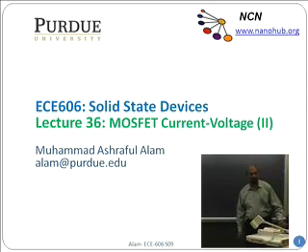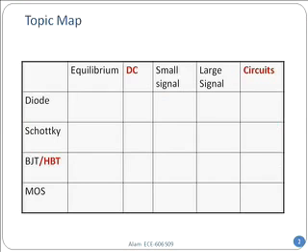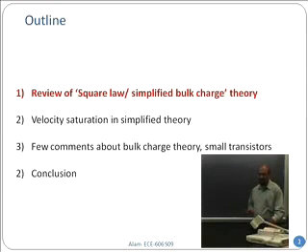Okay, so let's get started. Today we'll be talking about MOSFET current voltage characteristics and some advanced topics of it. This is lecture 36 of solid state devices. And today we'll be talking about the DC characteristics of MOSFET. As you realize, this is IV characteristics, or current voltage characteristics. I will quickly review the square law or simplified bulk charge theory that we had been talking about.